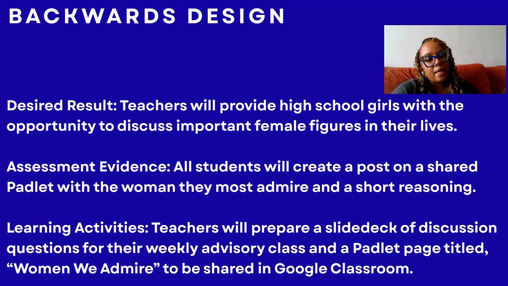Keeping all of that in mind, I started to think about backwards design. So the result would be that they would be able to discuss important family figures in their lives. The assessment evidence would be the Padlet and them showing this woman that they admire or this girl they admire and a short reasoning. And then the learning activities is that the teachers would prepare a slide deck just to get discussion going, get their brains working, a lot of turn and talks. And then eventually they would receive the link to this Padlet in their Google Classroom of women we admire.